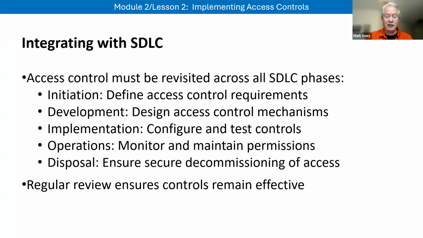The initiation phase, we should define access control requirements. The development phase, we need to design access control mechanisms. The implementation phase, we need to configure and test our controls. In the operations phase, we do need to monitor and maintain permissions. Remember, they're dynamic. And the disposal phase, we want to ensure decommissioning of access, right? Not just get a sledgehammer out. So we also need to make sure that regular review happens. It ensures that controls remain effective.